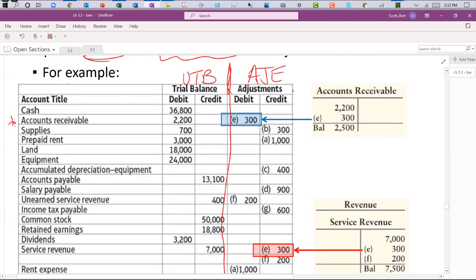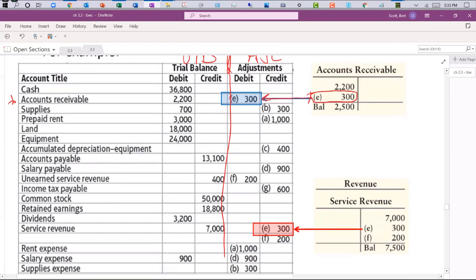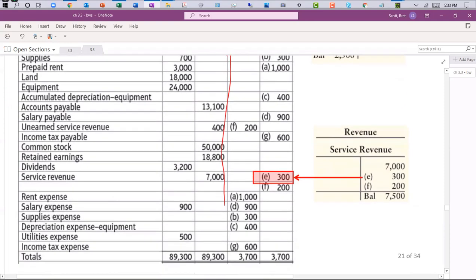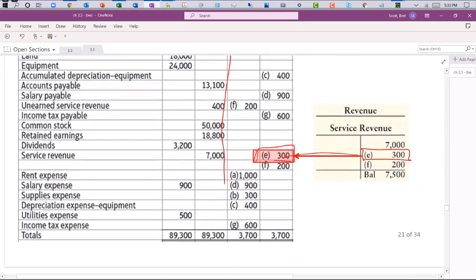Accounts receivable, was that updated? It certainly was. Go inside the T account from the ledger and input that change in the appropriate column. In this case, accounts receivable was debited, so we want to transcribe that in the debit column under the adjustments heading. Same thing with revenue. Revenue was credited. Let's transcribe that under the credit heading.